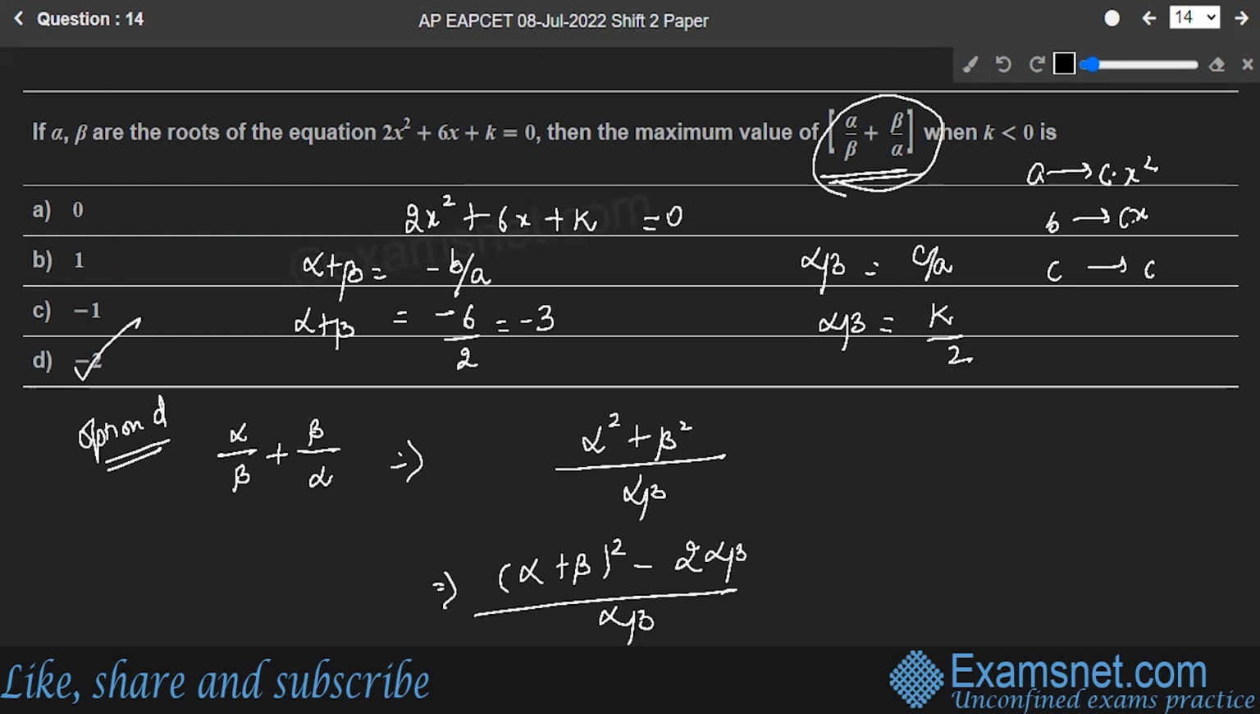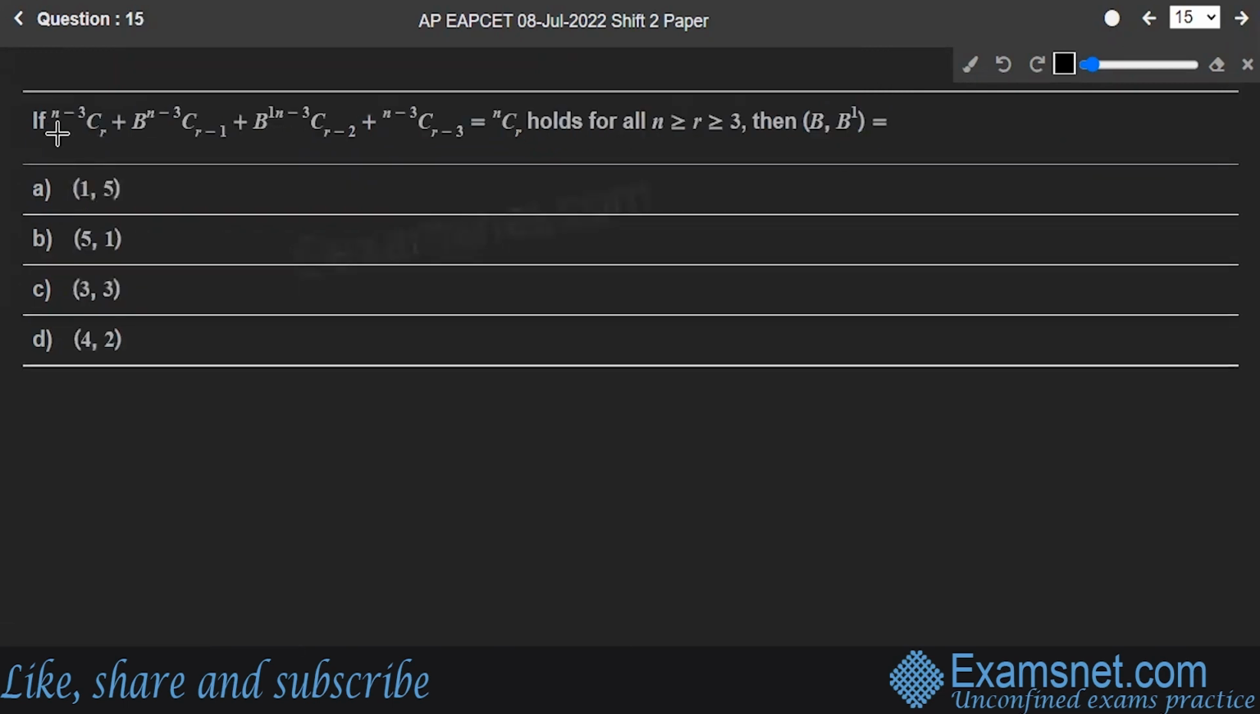Let's move to the next question, number 15. nCr-3... plus b times n-3Cr-1 plus b' times n-3Cr-2 plus n-3Cr-3 is equal to nCr. It holds for all n greater than or equal to r greater than or equal to 3. Then the value of b raised to power 1 is... this is not b raised to power 1 actually, this is b dash.